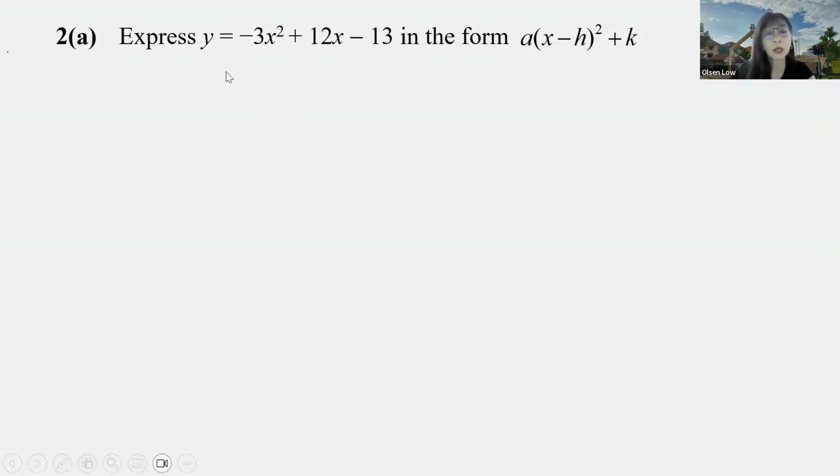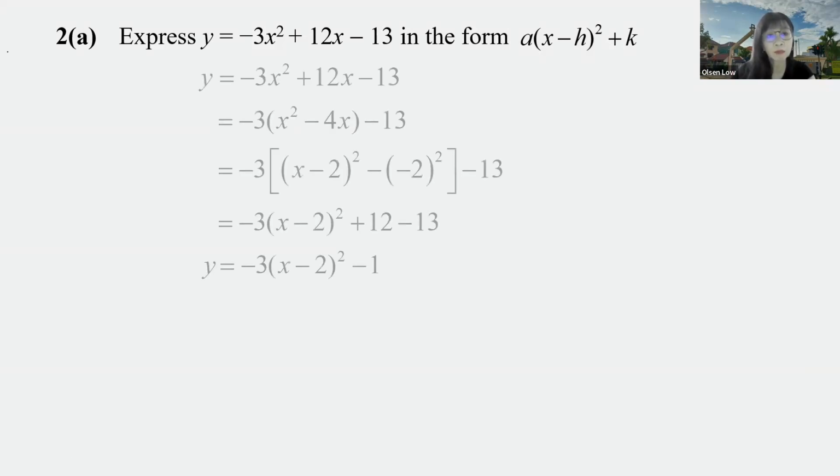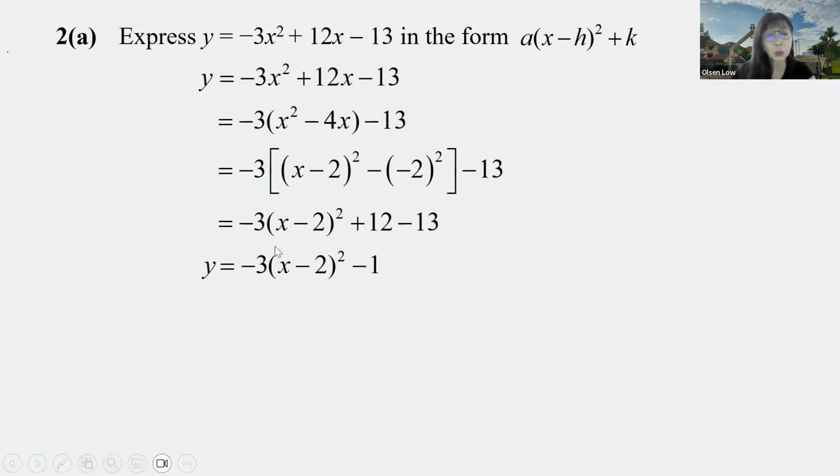Here, you are required to know how to express this quadratic function in completed square form. If you are able to do that, you will derive y equals -3(x - 2)² - 1. Let us do a quick recap of what you should already know. Besides completing the square, you must also know how to find the maximum or minimum value of a quadratic function.